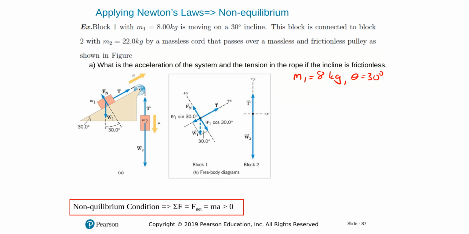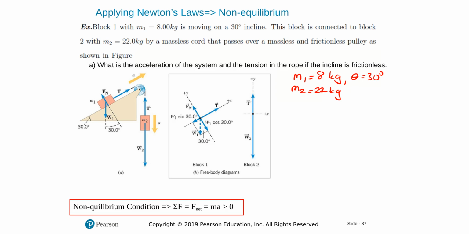And there's another block tied to the system with a pulley, and that block is M2 and it's 22 kilograms. I'm going to put that in here too. By a massless cord, we assume strings are massless. We don't go into that much detail, and they are really small mass. Anyway, it passes over a massless and frictionless pulley. We assume the pulley doesn't apply any resistance to the system. It's frictionless and massless as well.